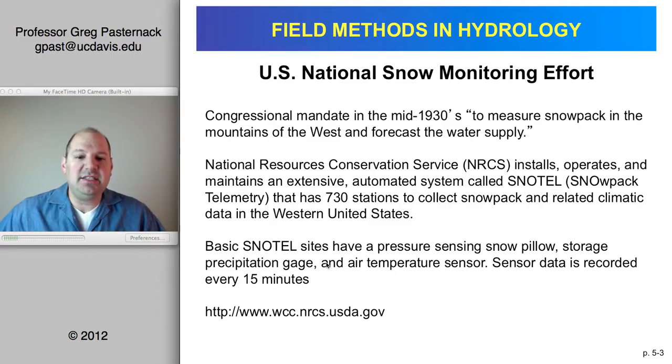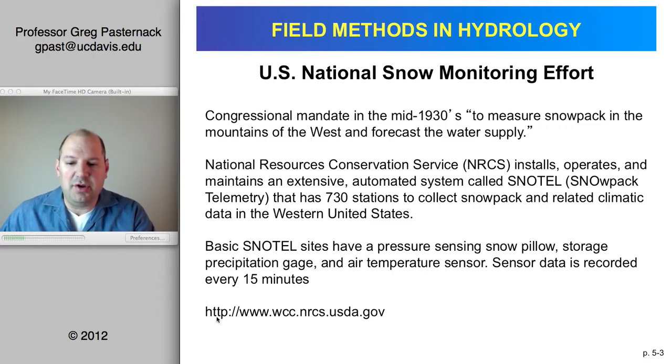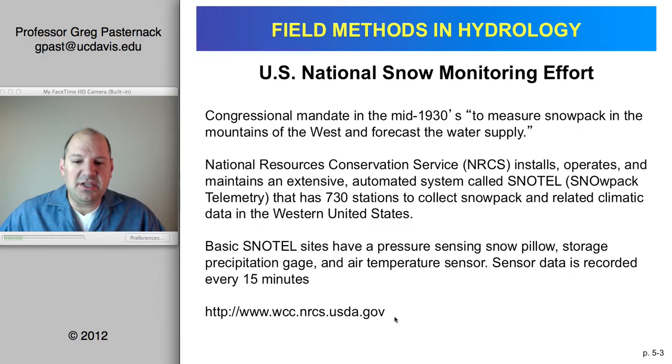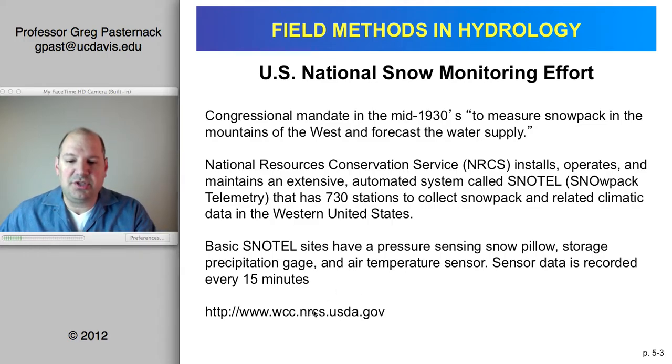And at these automated stations, they're collecting snowpack data and other general weather climatic information for the western United States. And then this is all telemetered back to a central storage that you can access on the internet at the web address that's shown at the bottom of the slide. So the basic SNOTEL sites have a pressure sensing snow pillow, and I'll explain what that is shortly, a storage precipitation gauge, and an air temperature sensor, and they're recording data every 15 minutes. There are other types of snow data that I'll be showing you in this lecture, and that also is incorporated into the National Resource Climate Service Data Center, this NRCS.